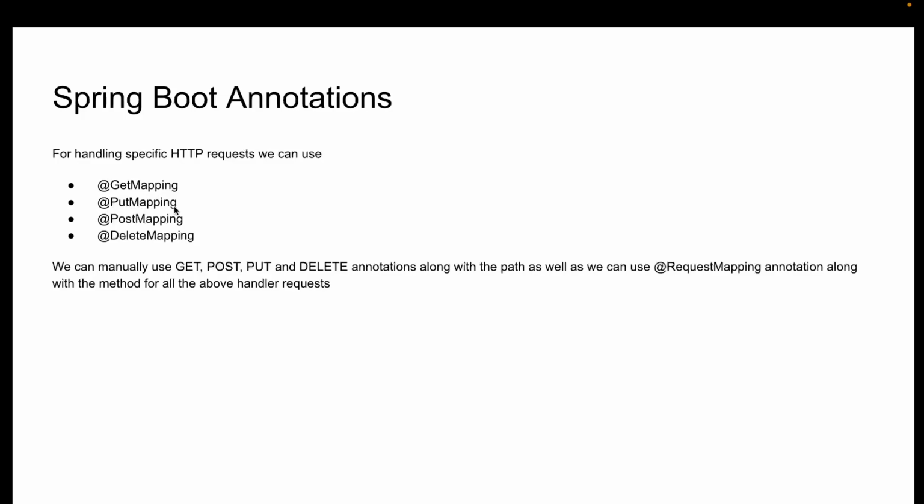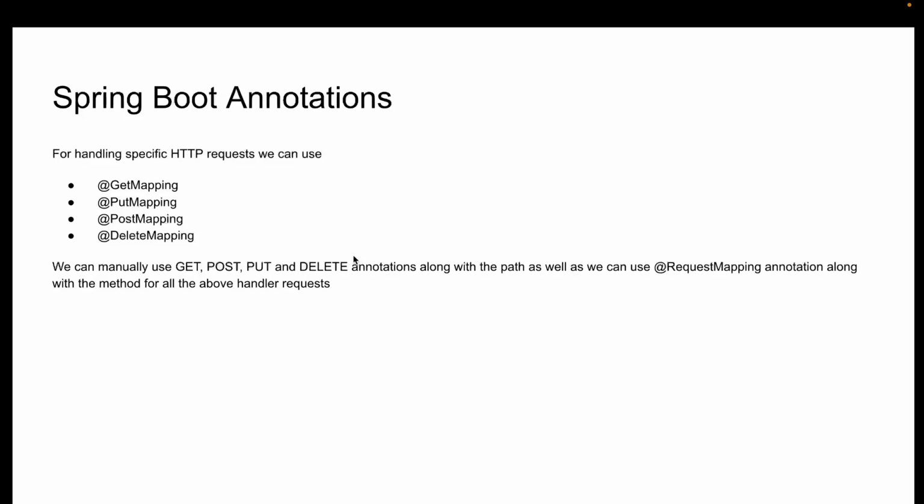And then there is put mapping. By name we understand that put mapping will be used to modify existing records, post mapping will be used for creating a new resource, and delete mapping will be used for deleting a resource from our presentation layer. So we can manually use get, post, put and delete annotations along with the path, as well as use the request mapping annotation along with the method for all the above handler requests. So we can do either way. Either way it is fine.